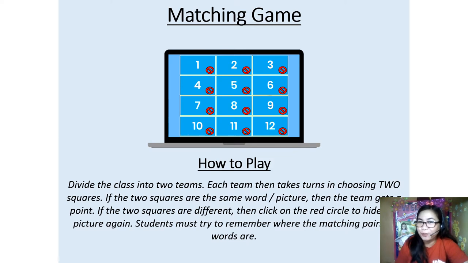Okay, so before we proceed to our lesson proper, let us play this matching game. You will be divided into two teams. Each team will take turn in choosing two squares. If the two squares are the same, then the team gets 1 point. And if the two squares are different, then click on the red circle to hide the picture again. Students or pupils must try to remember where the matching pairs of picture or words are. Ready? Let's play the game!